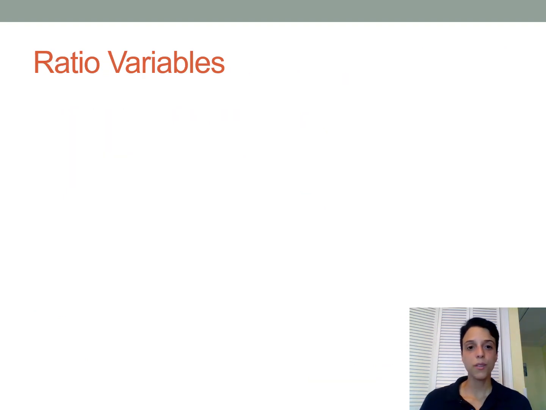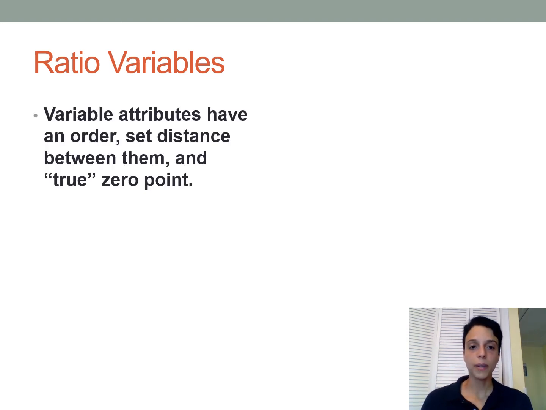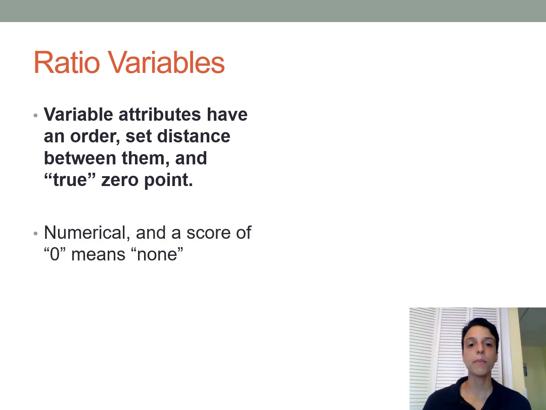This all brings us to, last but not least, ratio level measurement. And you can probably tell where this is going. Ratio level variables have attributes that can be put in order, have a set distance between them, and have a true 0 point. In other words, ratio variables are generally numerical, so made of numbers, and have values where a score of 0 means there is none of the thing that the variable is measuring.